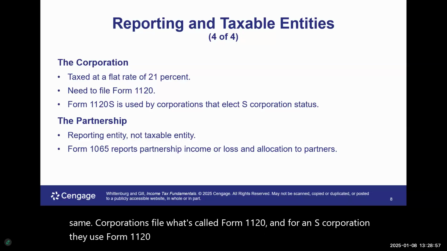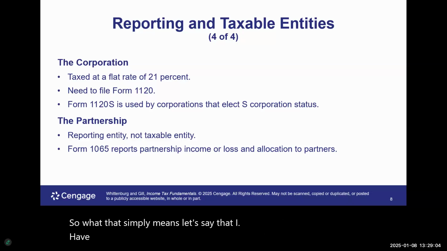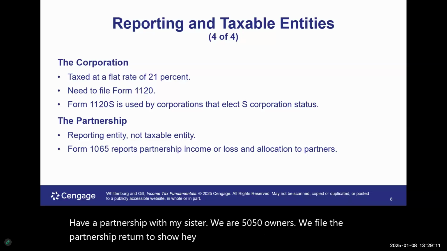Partnership is a reporting entity, not a taxable entity. So what that simply means, let's say that I have a partnership with my sister. We are 50-50 owners. We file the partnership return to show, hey, the business earned $1,000 of income, net income.